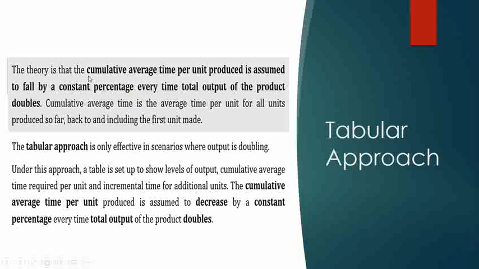is that our learning rate is a constant percentage every time, and our output is getting doubled. So those are the two assumptions we are using. Here this theory says the cumulative average time per unit produced is assumed to fall by a constant percentage every time total output of the product doubles. So cumulative average time is the average time per unit for all units produced so far.